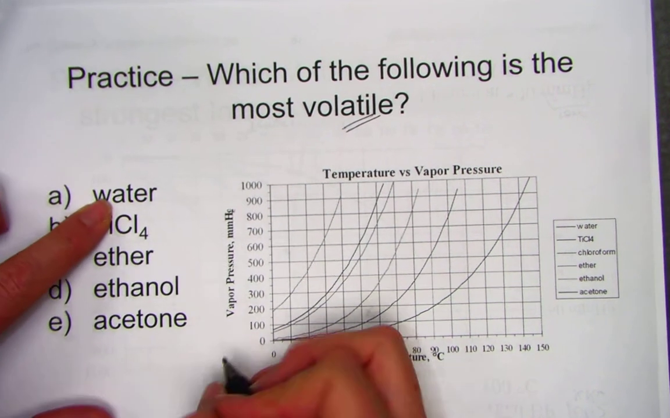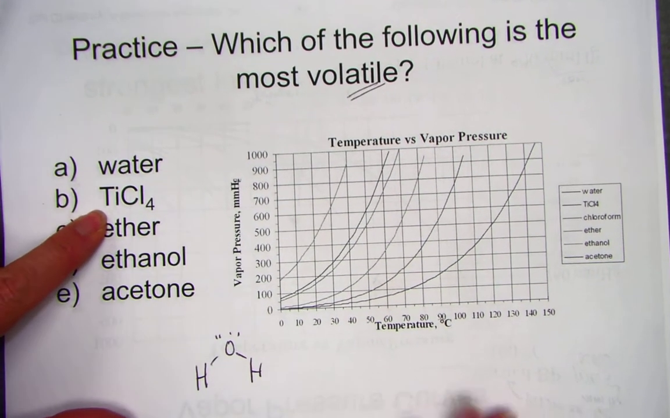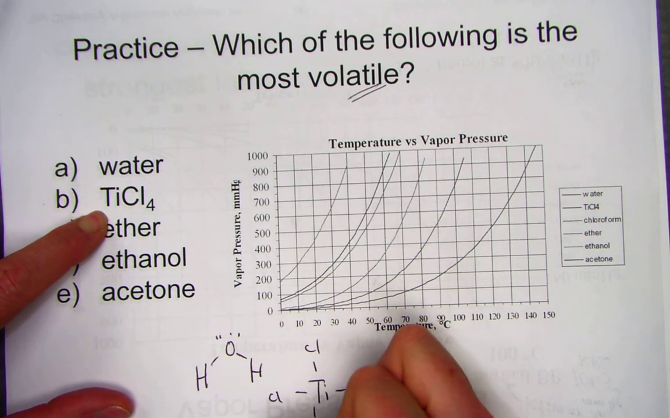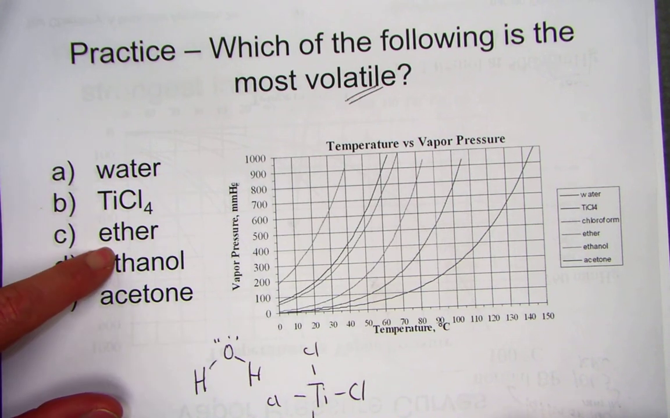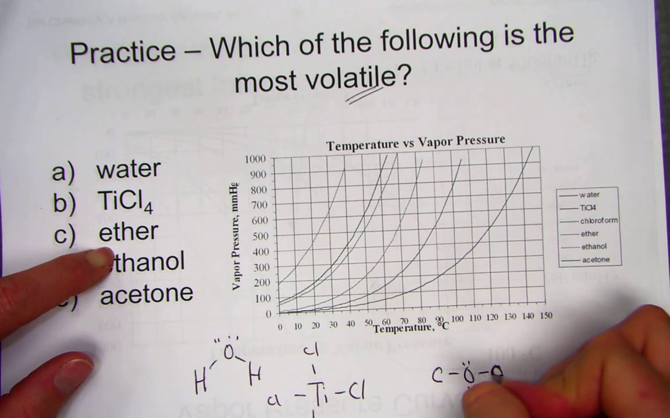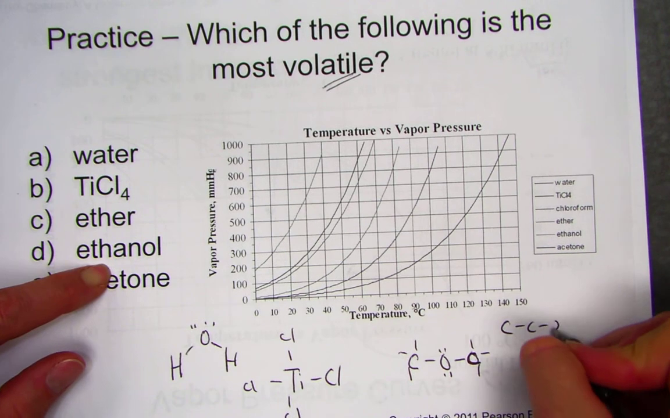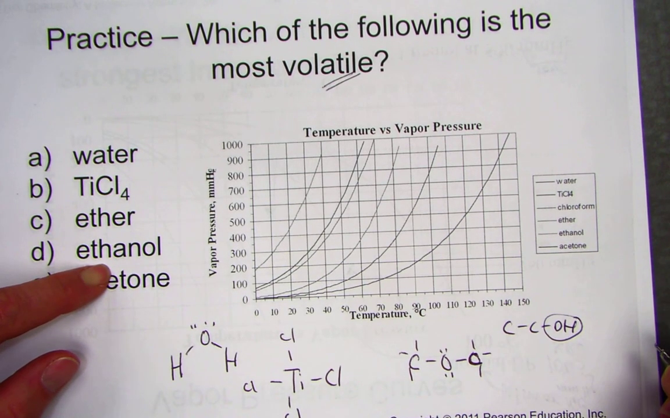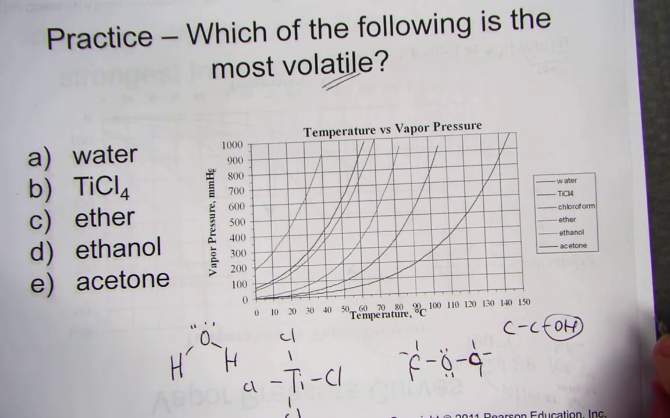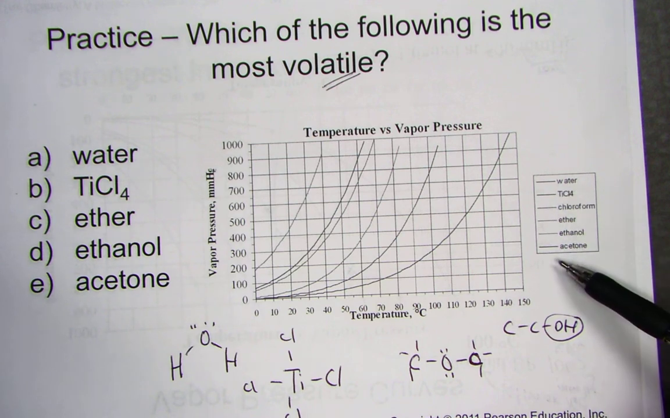If I think of just the structures, here's water, HOH, very polar. Titanium tetrachloride, non-polar. Ether has the oxygen in the middle. Whoops, that's a carbon. Non-polar. Ethanol, this OH group at the end, very polar. Acetone, very polar. What's hard to detect is what line is representing which, because these are all color-coded in the graph.